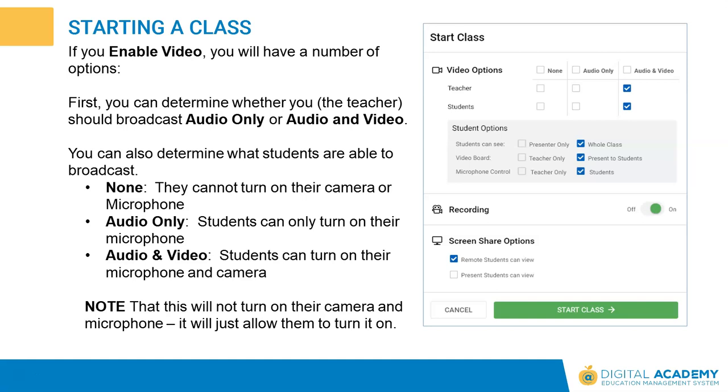You can also control whether students are able to turn on their microphone only by checking Audio Only, or their microphone and camera by checking Audio and Video. You can also set it so that students are not able to turn on either their microphone or their camera by selecting None on the Students line under Video Options.